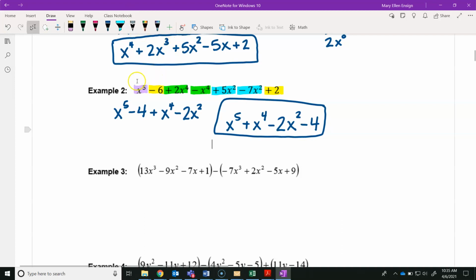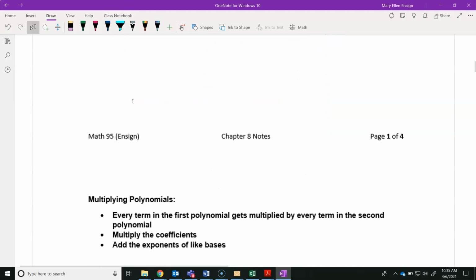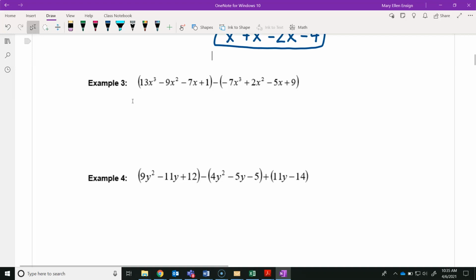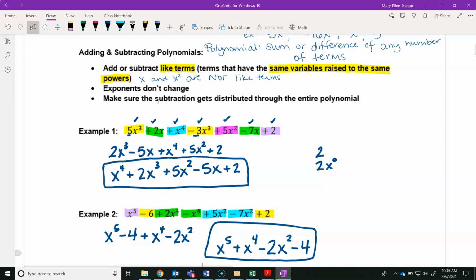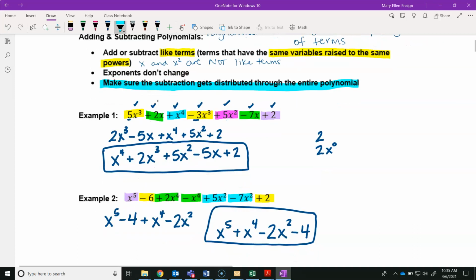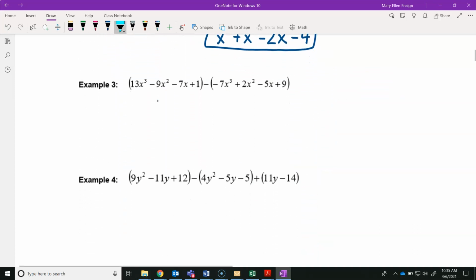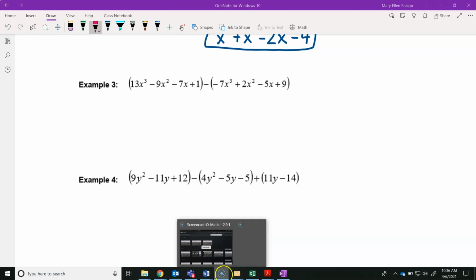All right, now the next couple are using subtraction. So subtraction brings in an extra little bit of trickiness. If we look here, it says, make sure the subtraction gets distributed through the entire polynomial. Okay, so let's look at this one for a second. So I have 13x cubed minus 9x squared minus 7x plus 1. So that's my first polynomial, right?